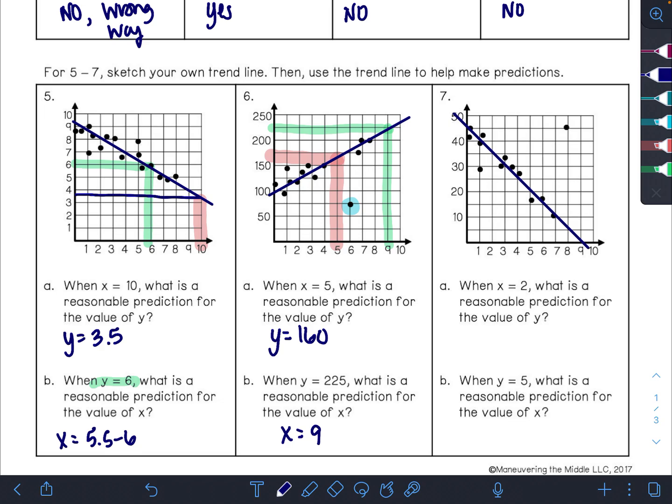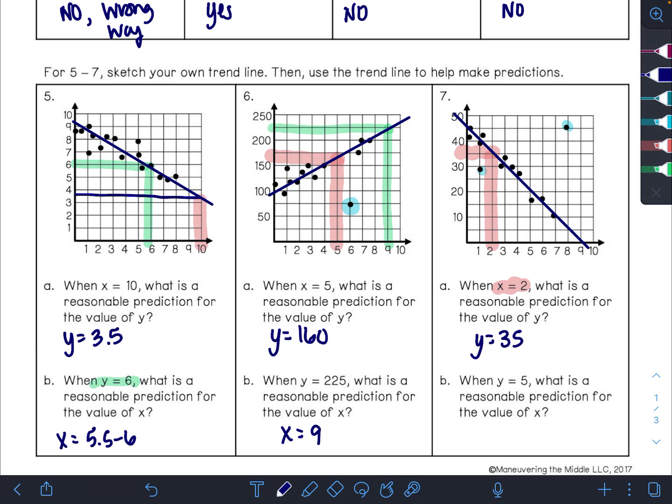So making sure that you would probably just leave those guys alone, right? So this is an outlier, this is an outlier. They kind of are different from our data. So I'm going to look at when x is equal to 2. So if I go up here and then I go over, it's at about 35. So my y value would be about 35.